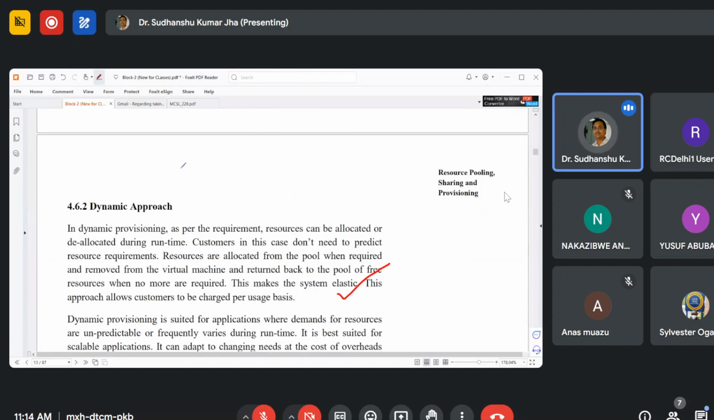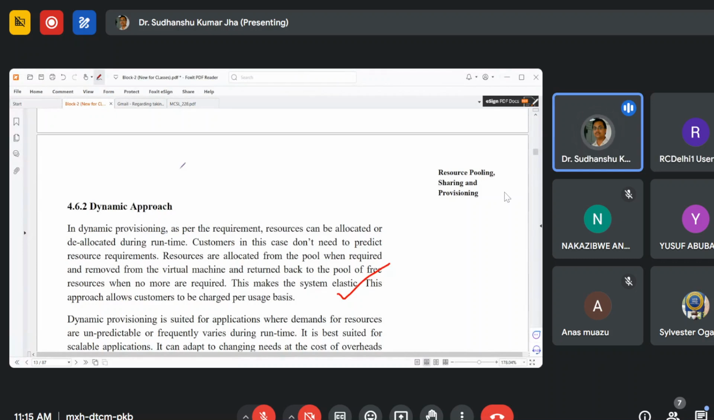In the case of the static approach, what we have seen is that at the beginning the resources are allocated to you, and during the execution of the program, if you feel that some more resources are required, you are allocated resources from the resource pool. That is under provisioning. The major disadvantage of the static approach is that in the future, if more resources are required, definitely those resources may not be provided.